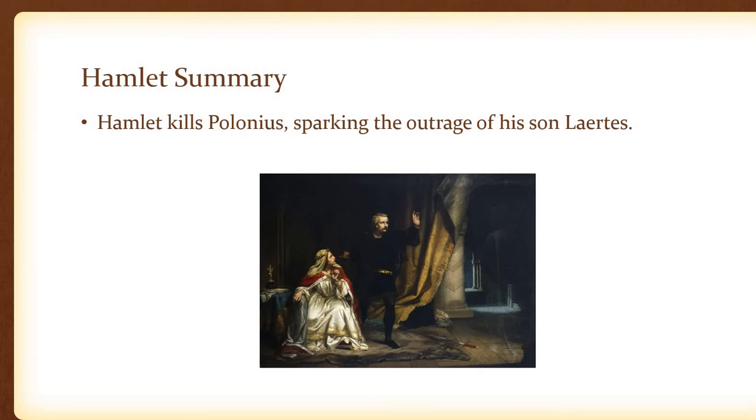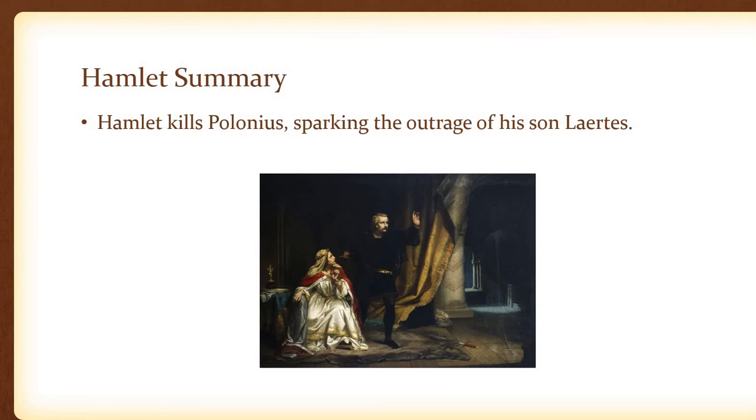Now this actually sparks the outrage of Laertes, which is Polonius' son, and Laertes becomes convinced that he must kill Hamlet. And he becomes convinced of this because of Claudius. Claudius now knows that Hamlet is a threat, that Hamlet knows that Claudius killed the king. And so Claudius begins to get suspicious, and he wants to set Laertes to go and kill Hamlet. And at this point, Laertes has a very good reason to do so.